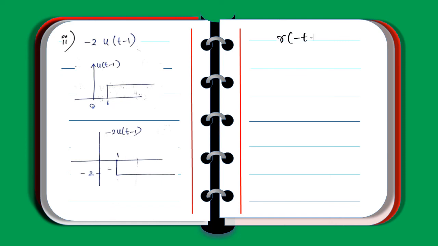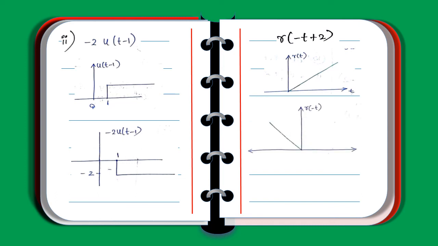The next example, plot the signal r of -t plus 2. Here also there is a reflection operation and a shifting operation. R of t, which is the ramp signal, is the basic signal involved in this operation. Let us reflect this one to get r of -t. Now let us shift this r of -t by 2 units towards the right side. So the 0 point will be now at +2 point. From there onwards the same shape follows. So this is r of -t plus 2.